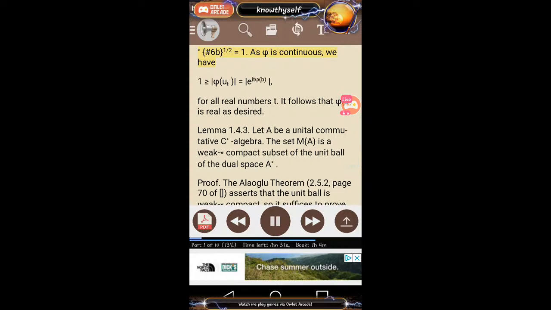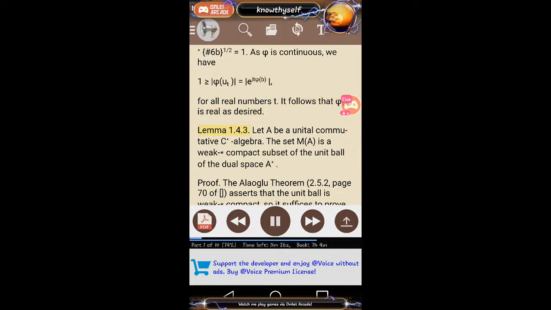As φ is continuous, we have 1 equal to |φ(u_t)| = e^{-tφ(b)}, for all real numbers t. It follows that φ(b) is real, as desired.